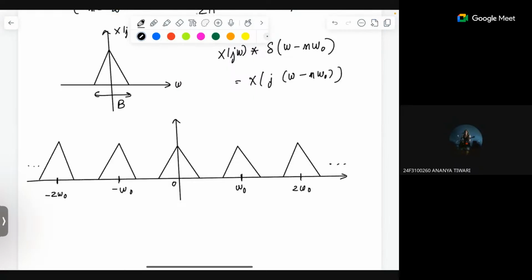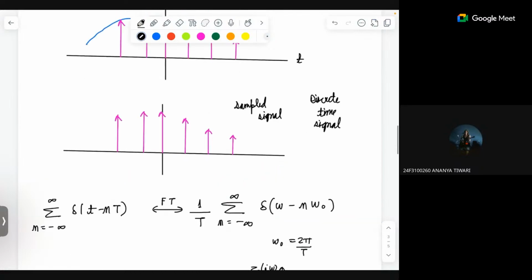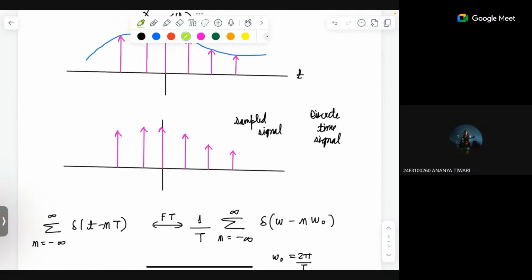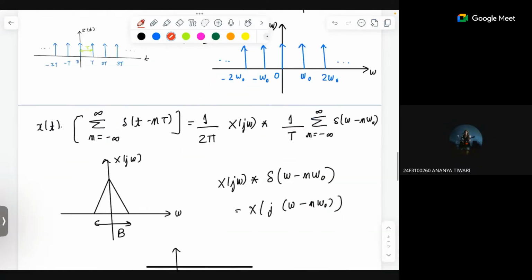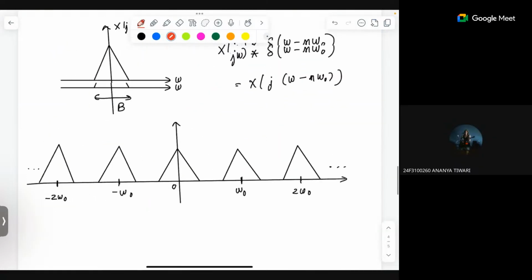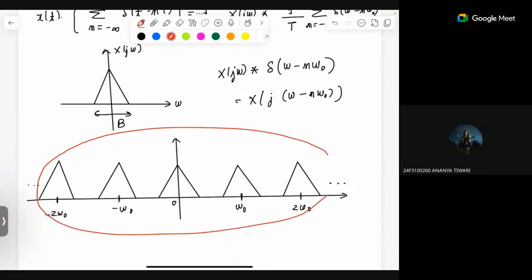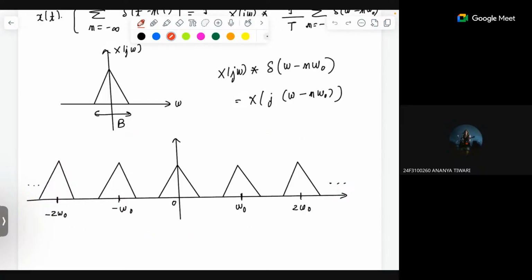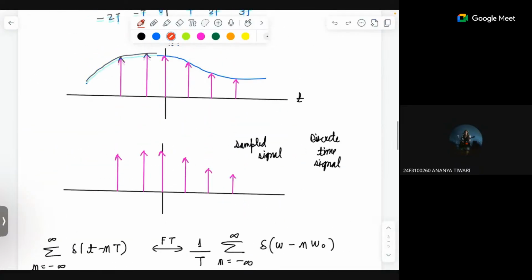So this is my spectrum. Now, if I want to get back my signal x(t) from this discrete time signal, we had this discrete time signal which looked like this in time domain, and in frequency domain this is how it looks like. If we want to get back x(t) from this discrete time signal, then we will use a low pass filter.